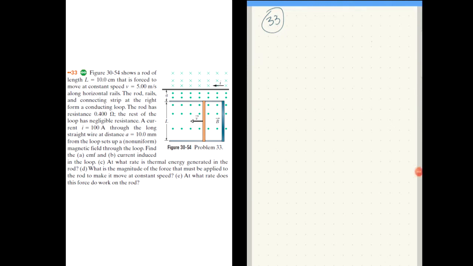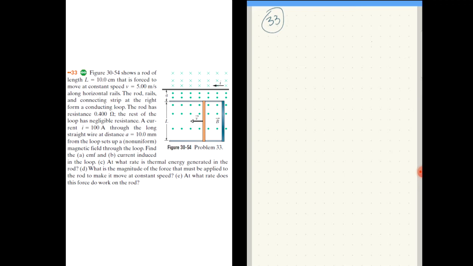What's up, guys? What I want to do in this video is to solve problem 33 of the book of Halliday. It's the edition 10 and it's volume 3, which is the volume about electromagnetism. This is a problem about a spire, and above that spire there is a path of current, actually a wire.